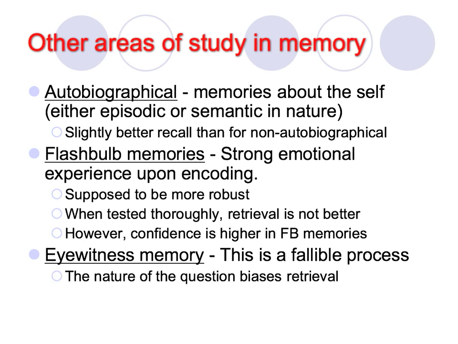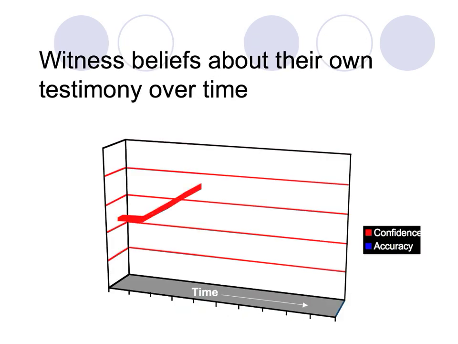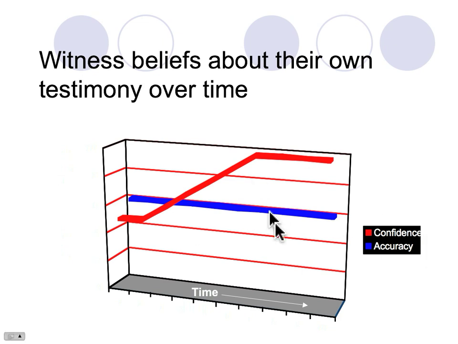It's a very fallible process. The nature of the questioning biases retrieval. When a person asks you a question a particular way, it sort of leads the witness to give a particular response, as though the act of retrieving information can manipulate the information itself. So in courts, they tend to adopt more statistical procedures to determine whether a witness is accurate or is lying or confabulating. And this is just a quick chart to show witnesses' belief about their own testimony over time, confidence versus accuracy, and their confidence increases the more time passes.